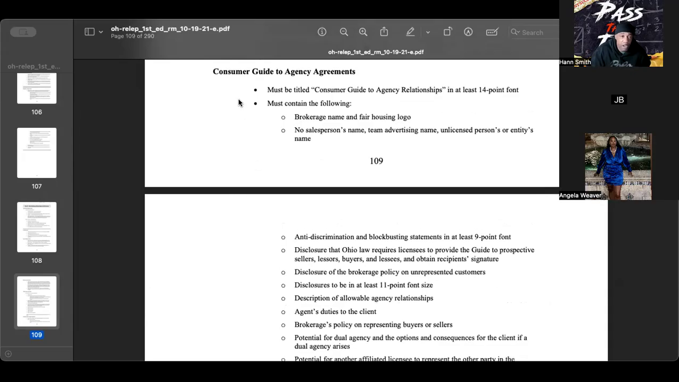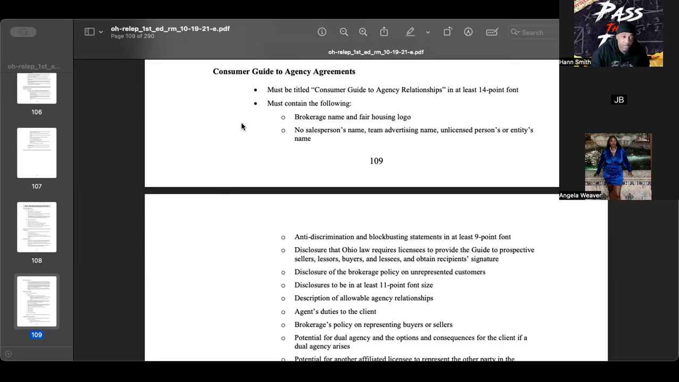Next thing that we're going to talk about is this thing called the Consumer Guide to Agency Relationships. If you look at what they're trying to do, they don't want the public to not understand your role and what you're going to do for them, because that is directly connected to your compensation. If that's all I knew that you were going to do, I would have never paid you $10,000 to do that. So that's why you want to make sure they understand what you're going to do for them right up front. And here, these are the Consumer Guide to Agency Relationship things.